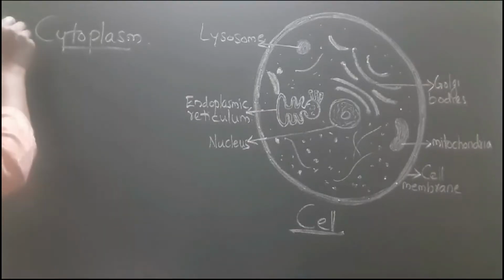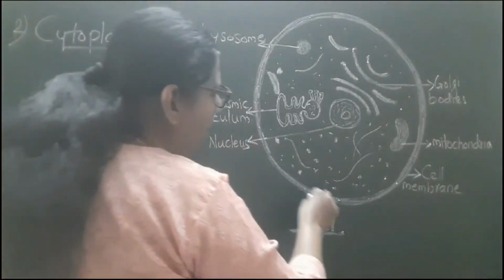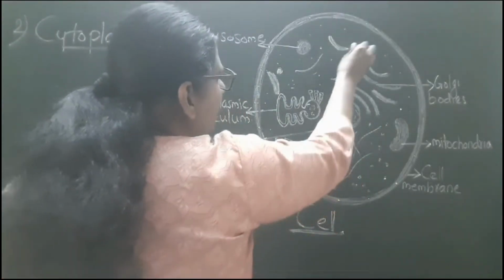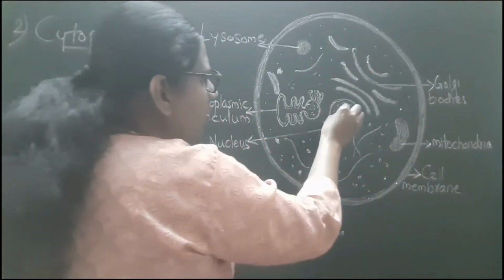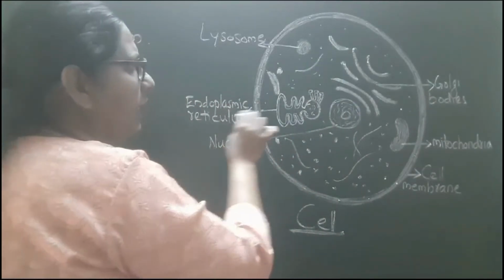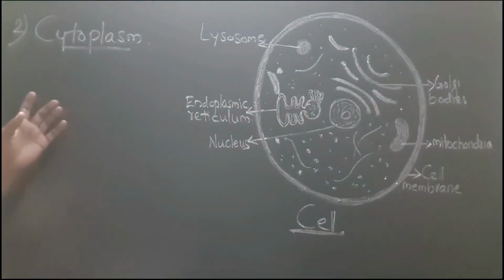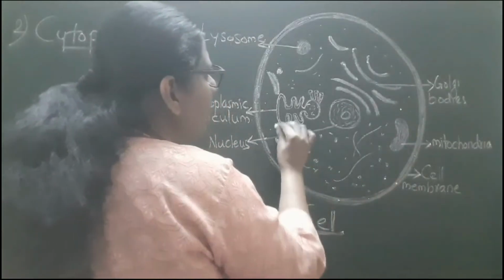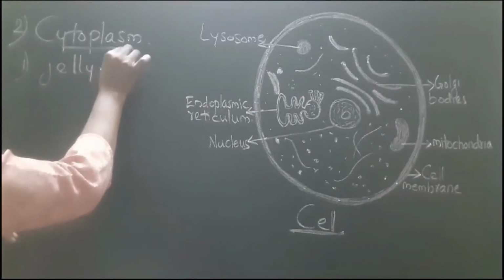Now the second one is cytoplasm. This cytoplasm is between the cell membrane and the nucleus. Between the nucleus and the cell membrane is the cytoplasm. The cytoplasm is a jelly-like substance.